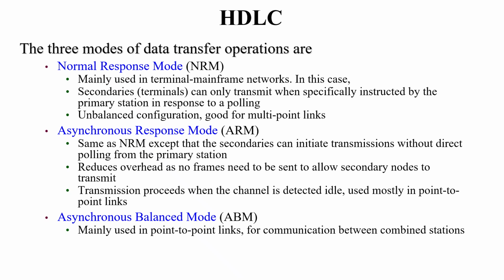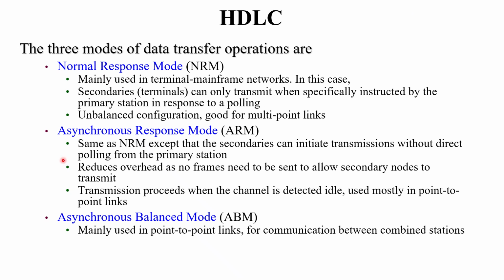HDLC supports three modes of data transfer operations: normal response mode, asynchronous response mode, and asynchronous balanced mode. In normal response mode, mainly used in terminal-mainframe networks, secondary stations can only transmit when specifically instructed by the primary station in response to a polling command. This unbalanced configuration is well suited for multi-point links.